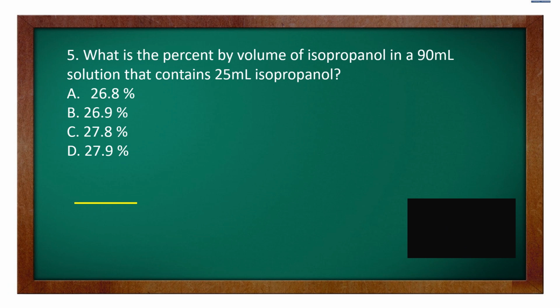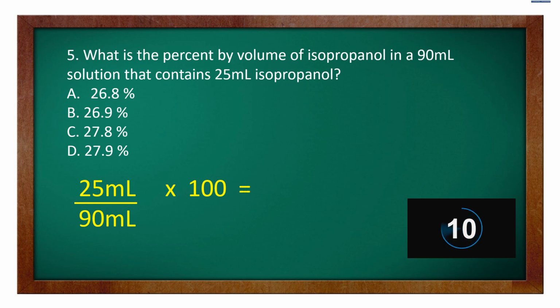Number 5. What is the percent by volume of isopropanol in a 90 ml solution that contains 25 ml of isopropanol? You have 10 seconds to answer. The answer is 27.8%, which is letter C.